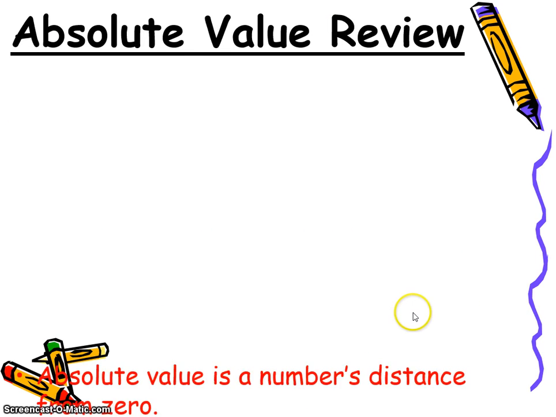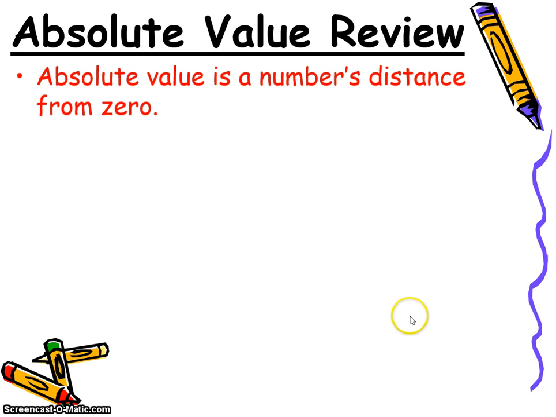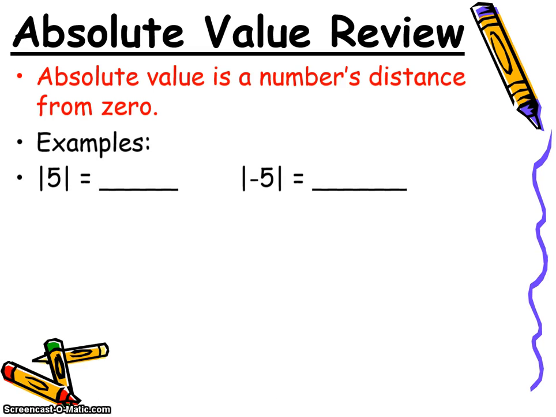So let's review absolute value. Absolute value is a number's distance from zero. So it is a measurement of distance. Here are some examples. The absolute value, and notice there are two straight lines, those are absolute value symbols. The absolute value of 5 is, well, how far away from 0 is 5? 5 is 5 units away from 0, so the absolute value of 5 is 5.